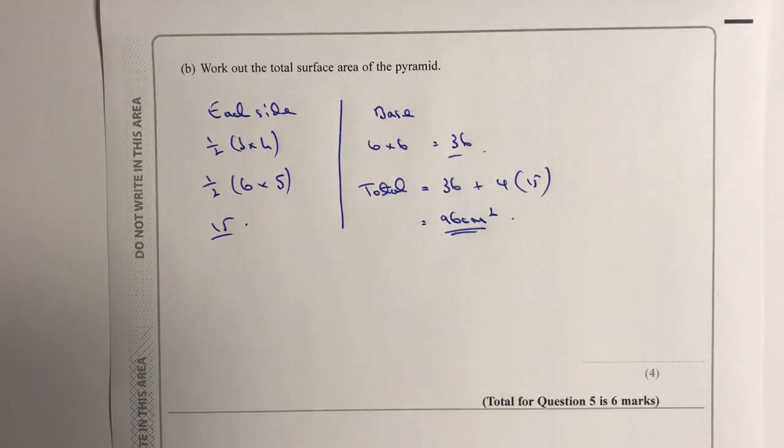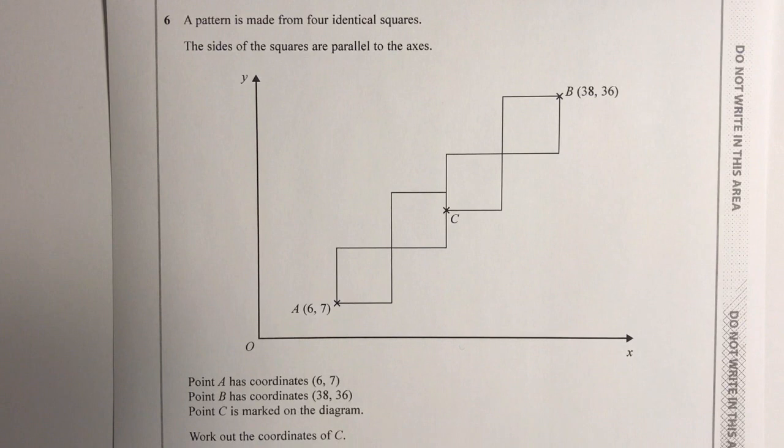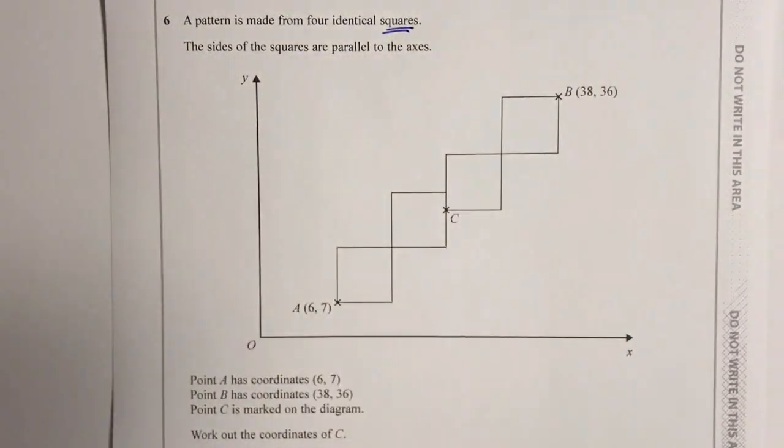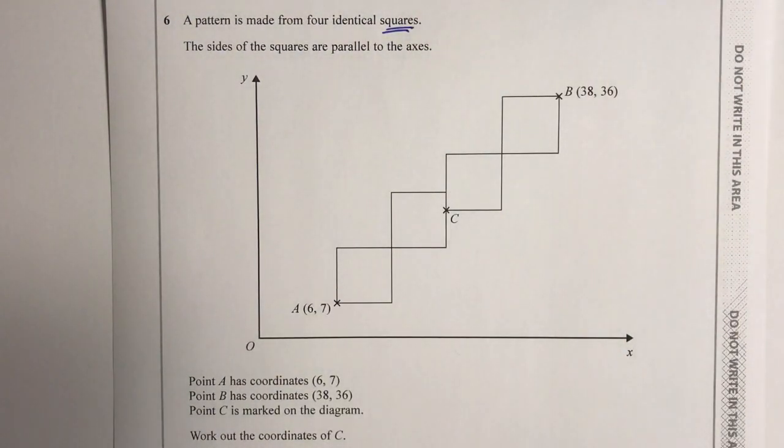Let's move on then to question number 6. Okay, so moving fairly rapidly through these now, but hopefully you're able to keep pace with what we're working through. A pattern is made from 4 identical squares, and this is your key point here. I've seen a few students attempt this particular question. It's been quite tricky for them, but the word that you need to focus on is squares. So it means that each of these has the same side length.